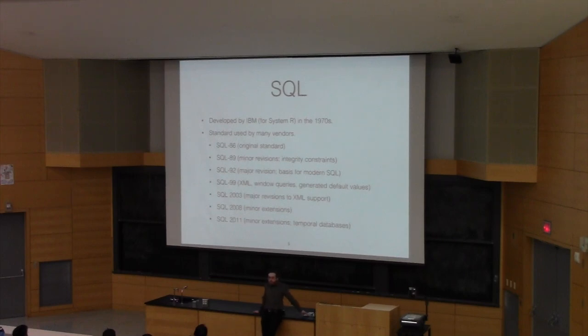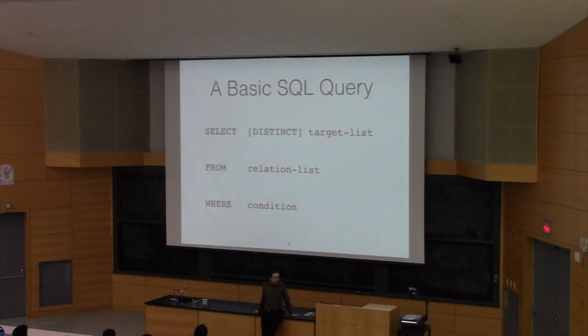So, what does a SQL query look like? Well, it consists typically of three parts: a select part, a from part, and a where part. The select part tells the system what you're interested in. The from part tells the system where to find what you're interested in. And the where part tells you which fragment of those data sources you consider to be interesting.